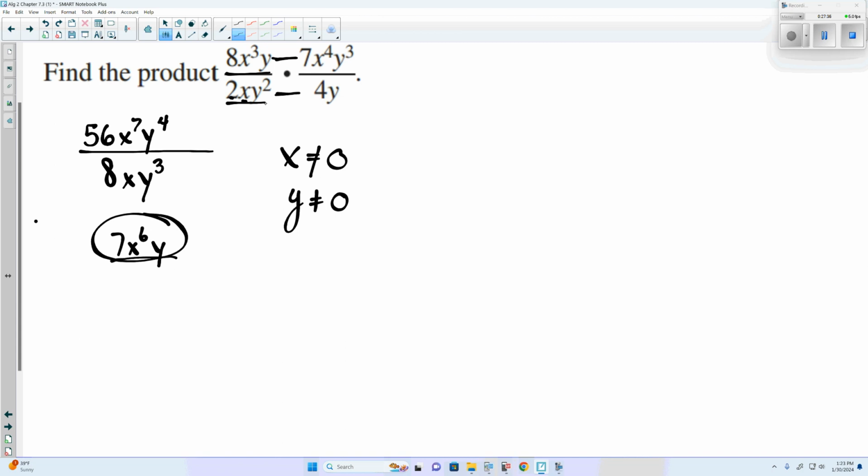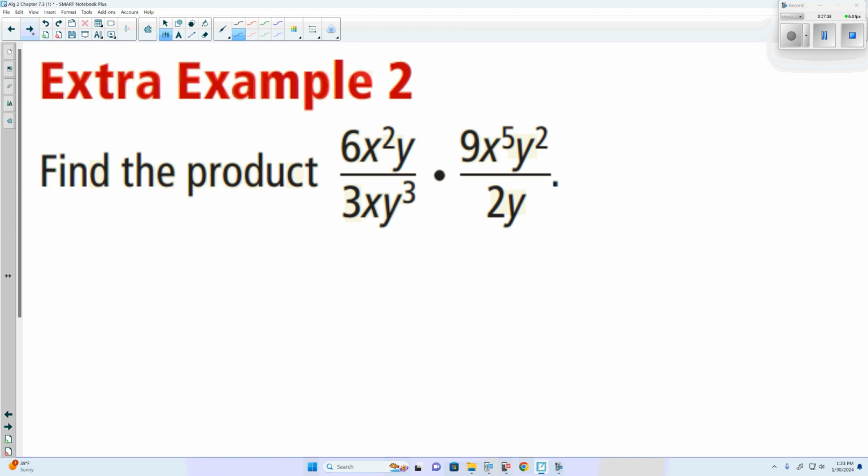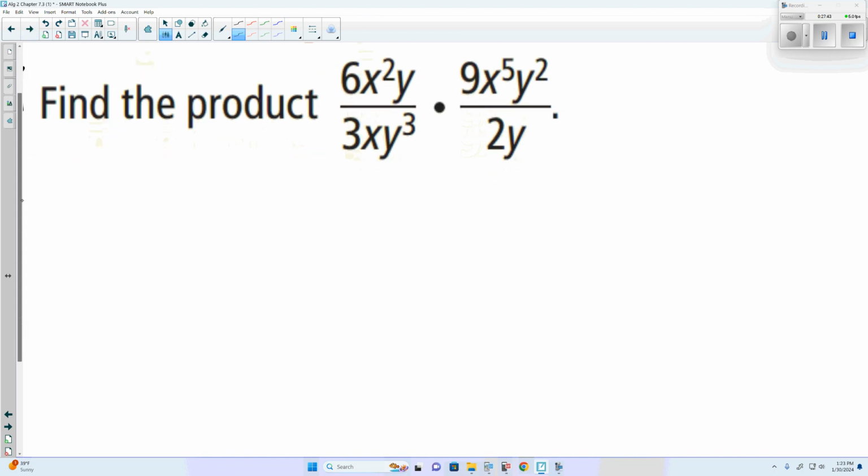Questions on this here? Find the product. Well, we can do restrictions pretty easily. What can x not be? What can y not be? Yeah. Here, we can multiply our numbers first.